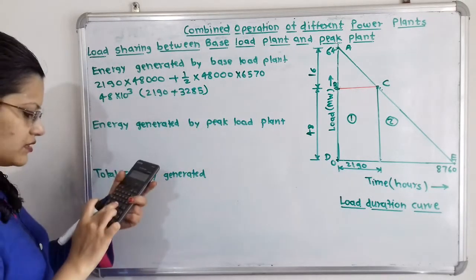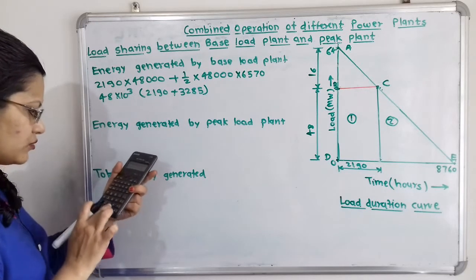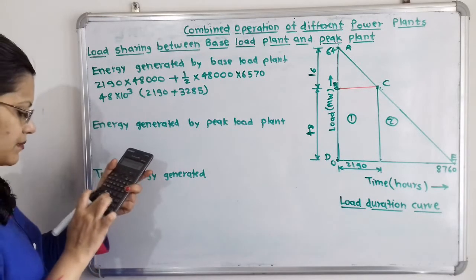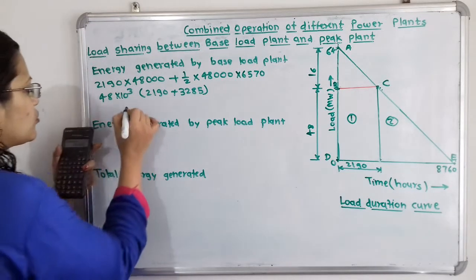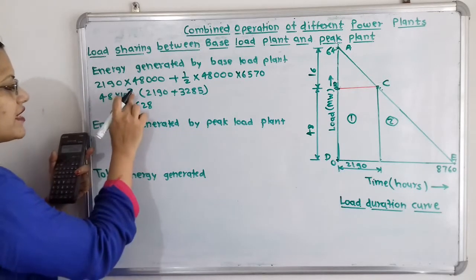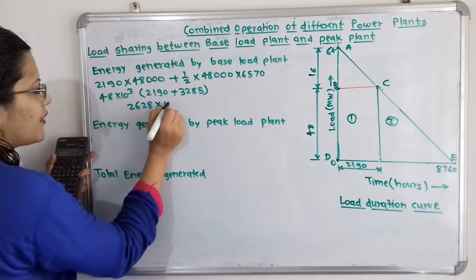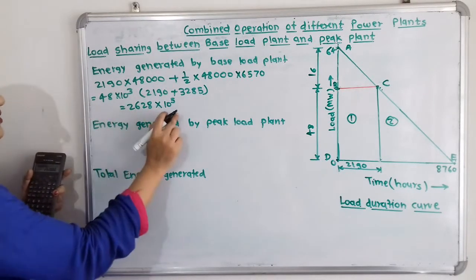So we will solve this. Plus 2190 multiplied by 48. So it is 2628 into 10 raised to 2. So here 10 raised to 3 and 10 raised to 2, so I will write here as 10 raised to 5. So here this is the answer.